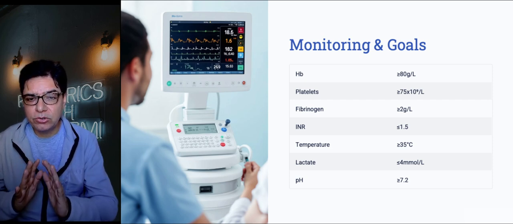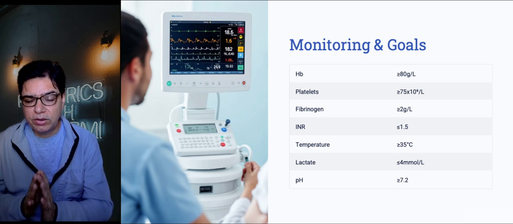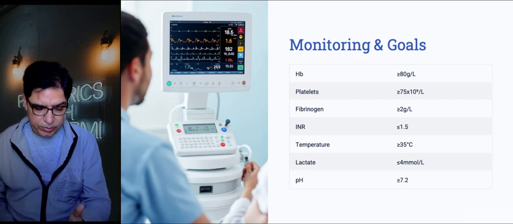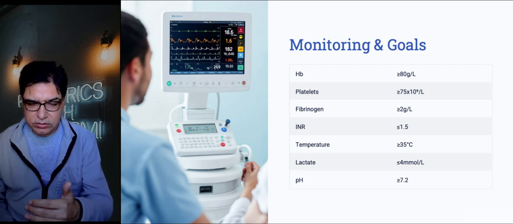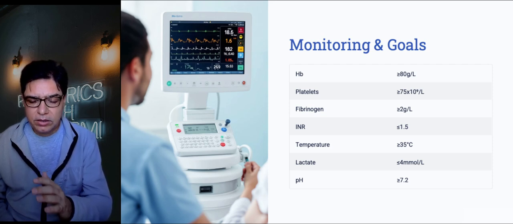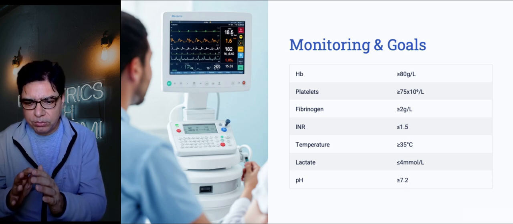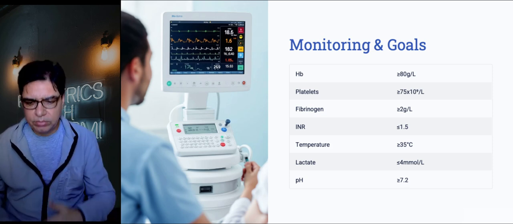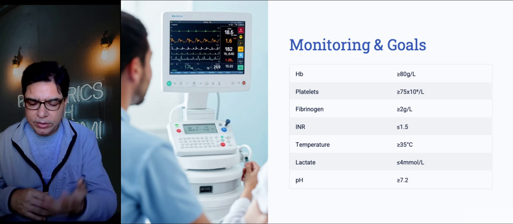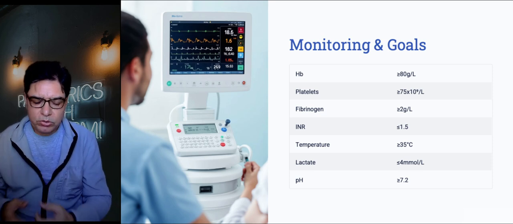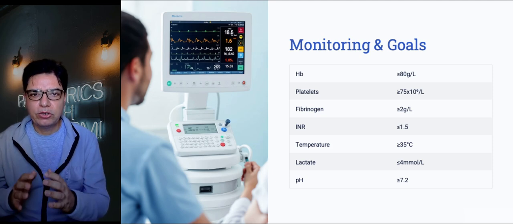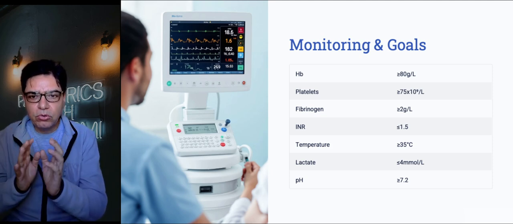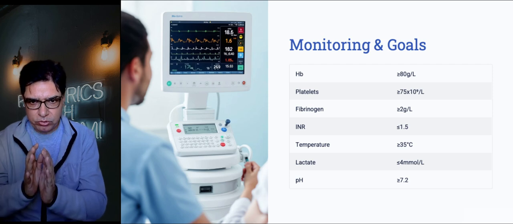Do not let it go below 7.2. Let's say you think the patient is improving, but the pH is 6.9 or something. You will think the patient is improving, and within half an hour the whole cascade starts again, the clot would be dislodged, he would become further hypothermic, and the bleeding would restart. That's why you have to ensure that these goals are being met. So they have to be constantly monitored.